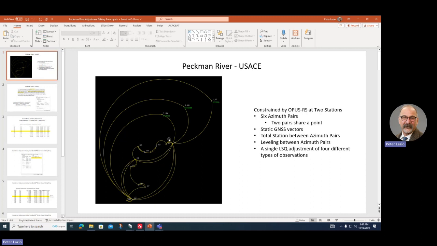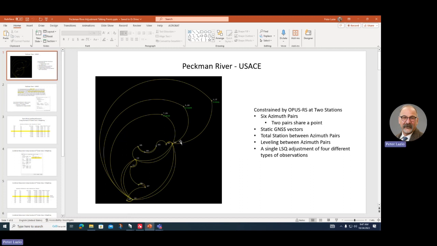And this was for river profiles. The river basically ran, I want to say something like that. Okay, but we constrained it. We had OPUS RS at 2 points. So when we get to the adjustment, I think one of them was 110 and one of them was here. That's why they were radiating out of there. So we had 6 azimuth pairs, 2 pairs shared a point. All these vectors were static GPS vectors.